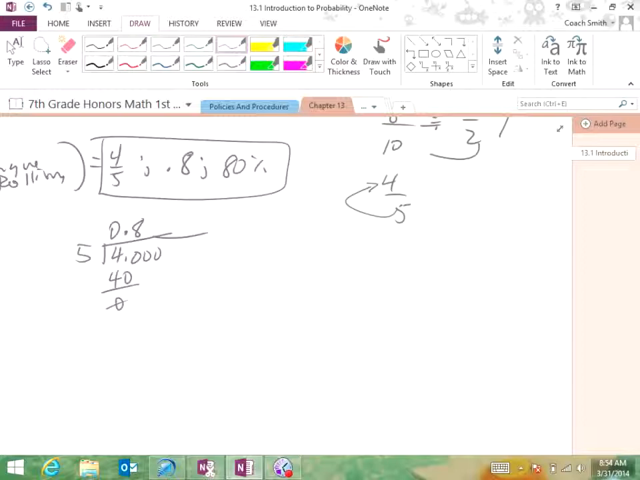Now on 16, 17, and 18, I will allow you to use a calculator. Okay, because they're dealing with some fairly large numbers there, and so you can use a calculator on those 3 problems.